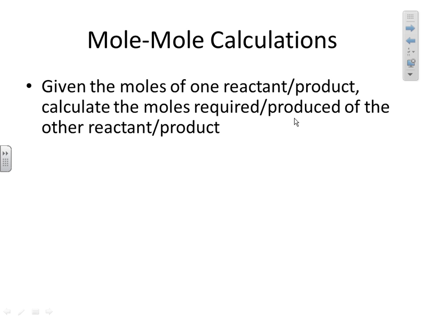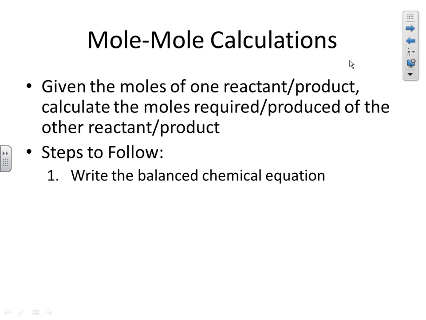We don't have to go reactants to products. We can go backwards, products to reactants. Either way. Steps to follow. First thing, we have to have a balanced chemical equation. That's the first step in any stoichiometry problem.